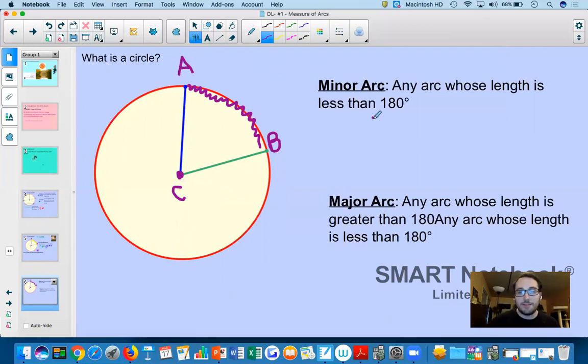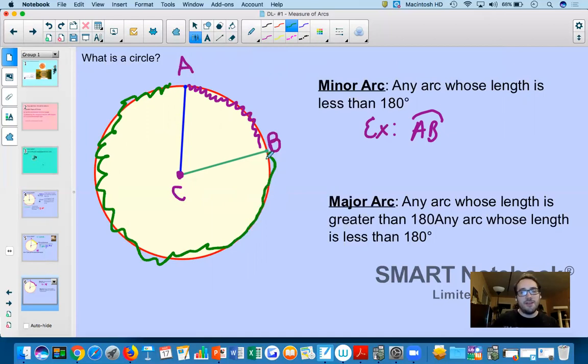So we could label this as arc AB. However, the major arc, if I wanted to name this bigger piece, some might say, oh, can't you also write AB? Not really, because it's ambiguous. If I just write AB with the arc symbol, it could mean either or.